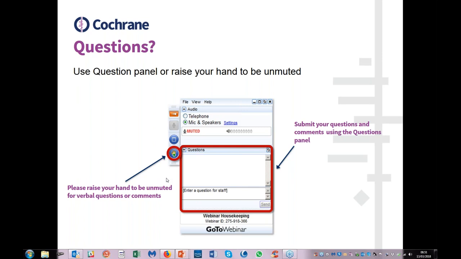But she wants to know how this network would interact with the Health Systems Research Network. I'm not familiar with that network, and I wonder if any of our panel has heard of the Health Systems Research Network, Sophie, perhaps?